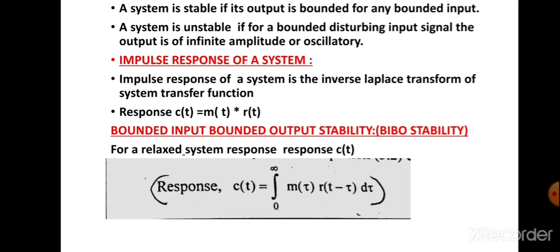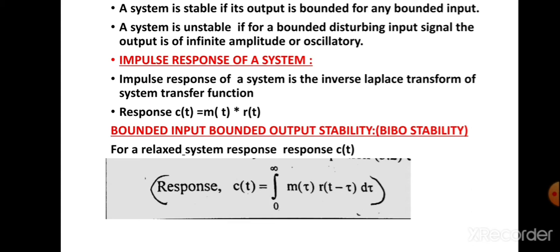First we will consider the impulse response of a system. Suppose a system has an input R of t, then it will produce an output C of t, and the system has a transfer function. In the case of finding the impulse response, we give the impulse as input. That means R of t will be the impulse. When R of t is an impulse, the output of the system is called the impulse response of the system.